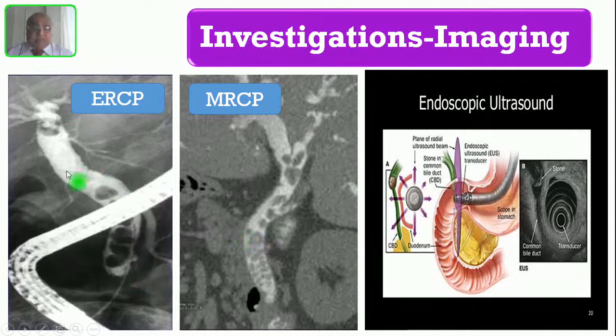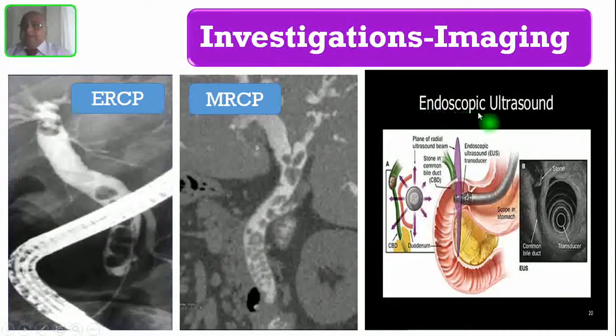In this ERCP, it is not only diagnostic. If you find stones in the common bile duct, you can go ahead and do a sphincterotomy, use either a Dormia basket or balloon, and extract these stones. Whereas in the second film, you are seeing MRCP, or magnetic resonance cholangiopancreatogram. This is a non-invasive technique and it is only diagnostic. You cannot do any therapeutic maneuver.